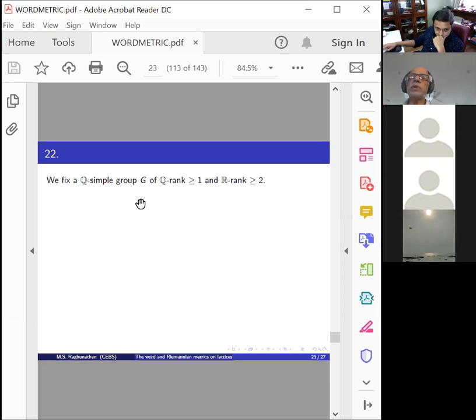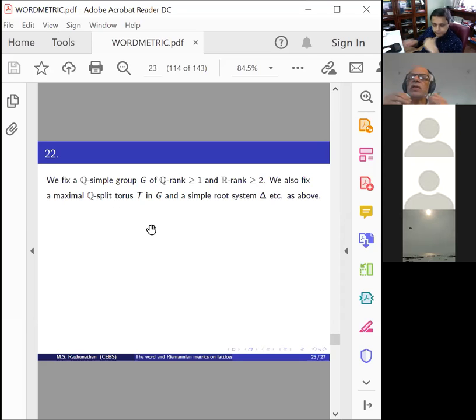Now, fix a Q simple group of Q rank greater than 1 and R rank greater than 2. We also fix a maximal... Now, what I want to do is deal with the special case when G is of Q rank 1 and R rank greater than 2, where I want to prove the theorem that the word length metric is Lipschitz equivalent to the metric coming from the ambient group. In the special case, I want to prove the statement.